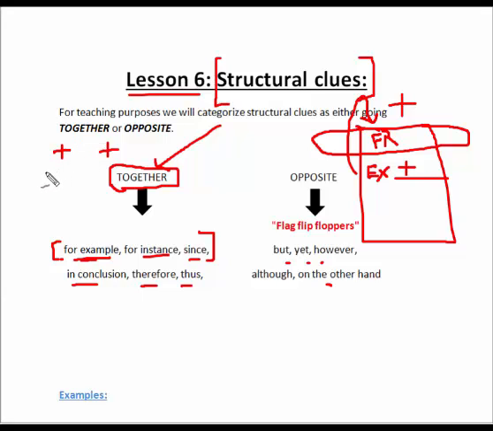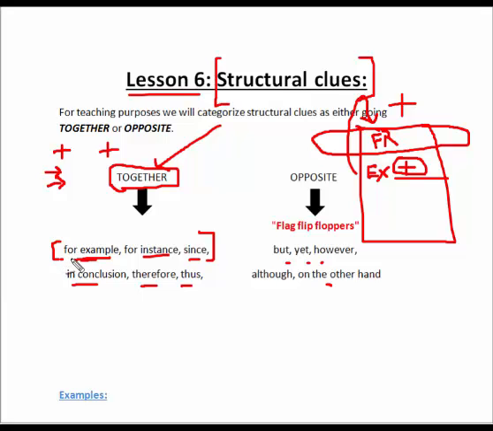You can also illustrate a together structural clue with arrows pointing in the same direction. Going back to our example, Jimmy is a fast runner. For example, he ran the 100-meter dash in 10.9 seconds. When you run 100-meter dash that fast, it's definitely positive. Positive and positive will go together. That's why we call them structural clues together.